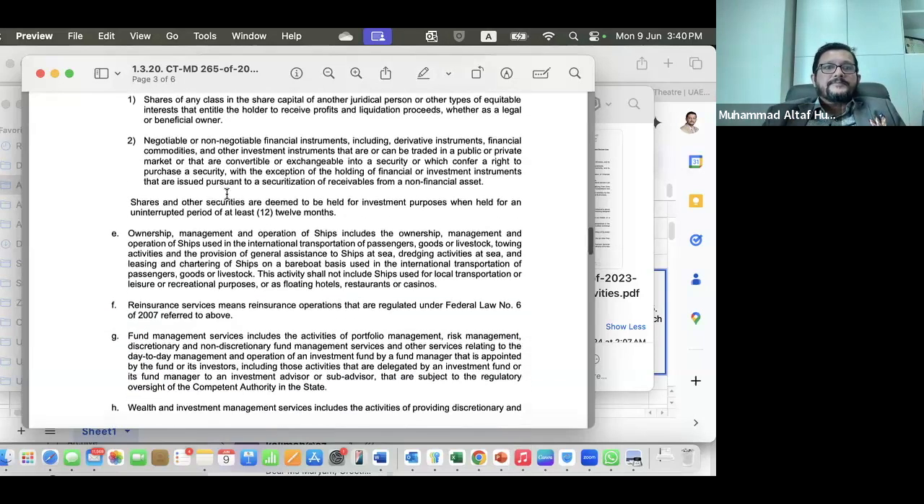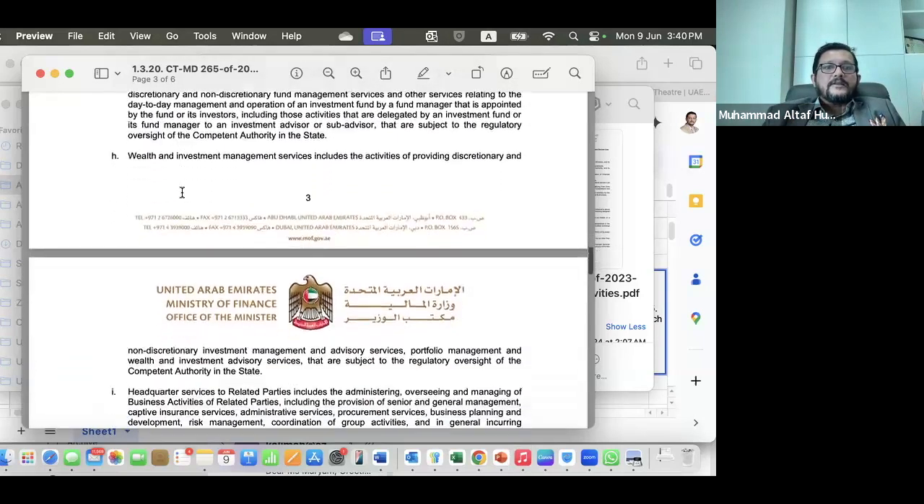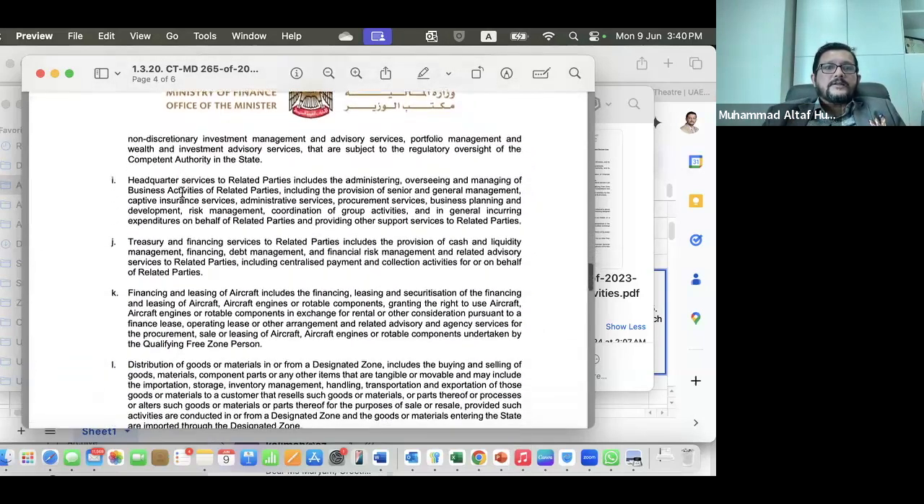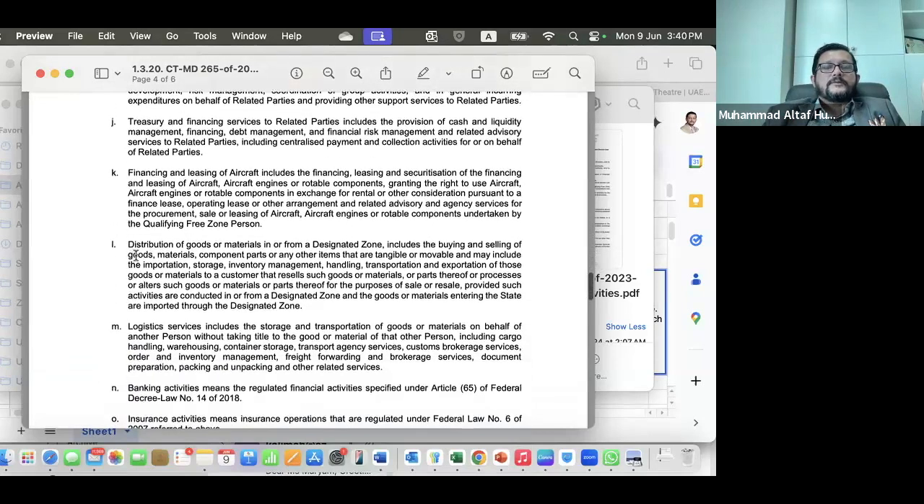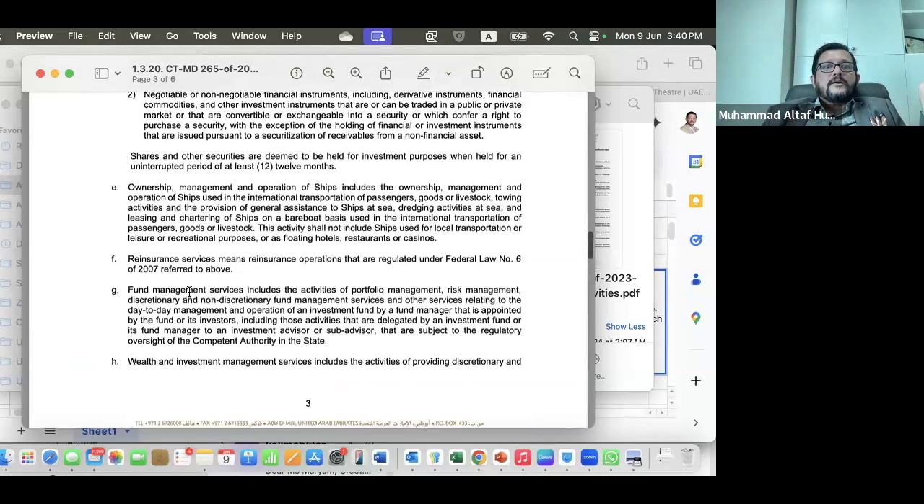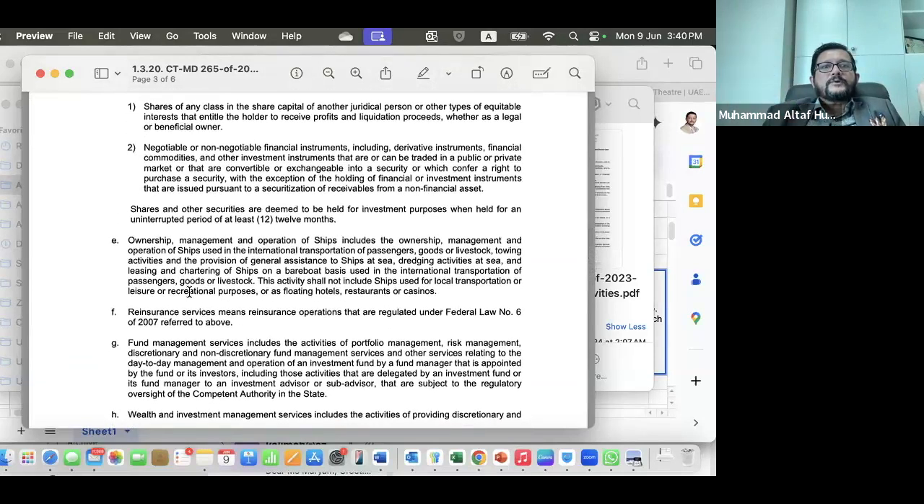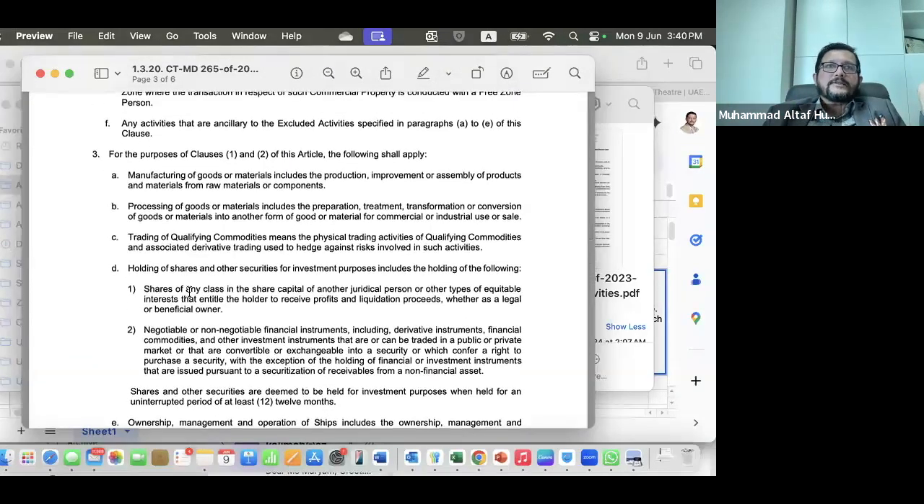So, anyways, wealth, headquarter, treasury, finance, distribution. What about the companies like investment management? So investment management, see, you used a word just now, holding of shares.